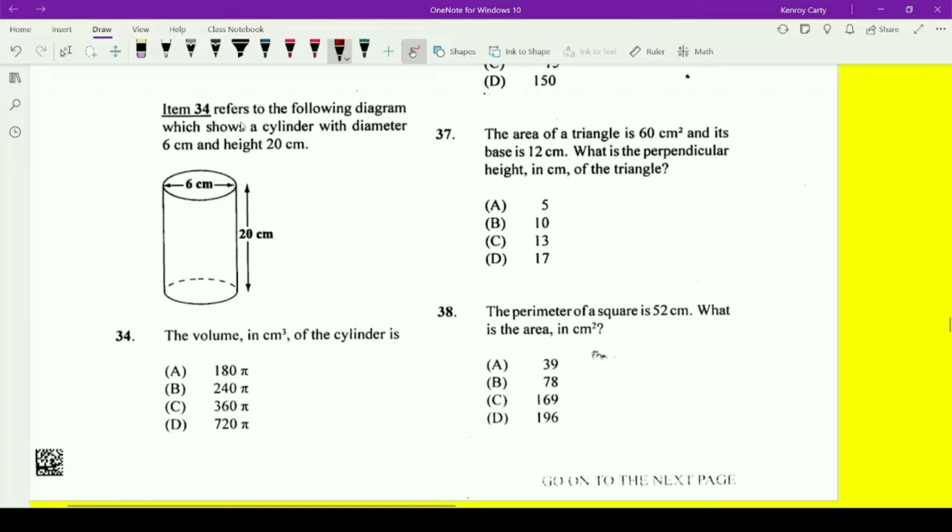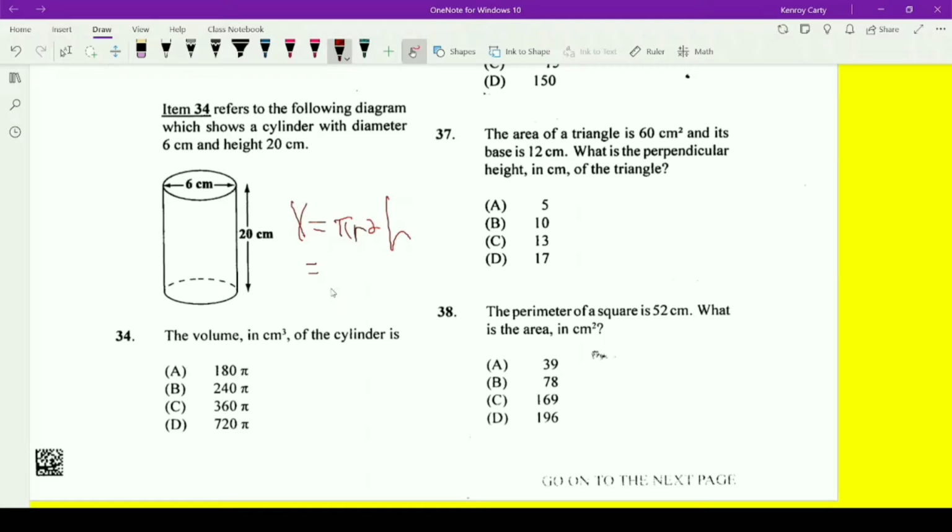Alright, it says item 34 refers to the following diagram, which shows a cylinder with a diameter of 6 centimeters and a height of 20 centimeters. The volume in cubic centimeters of the cylinder is. The volume of a cylinder is like a prism. If you find the area of the cross section, you simply multiply it by the height, or by the distance between the two faces. Now of course the cross section is a circle, which makes it pi r squared. Now the distance between these two circular faces is 20, which we can call the height.